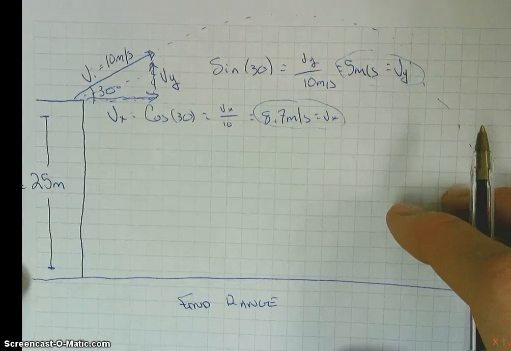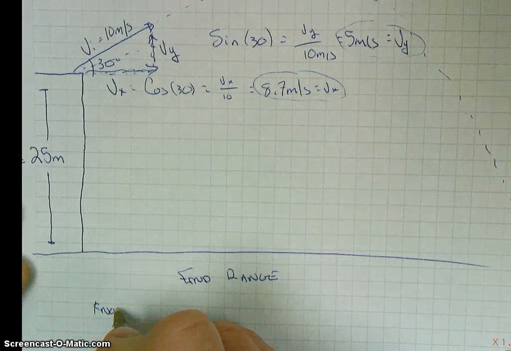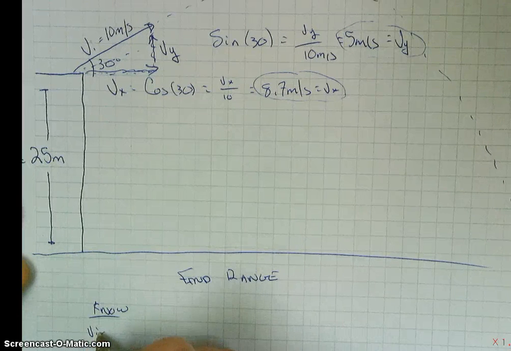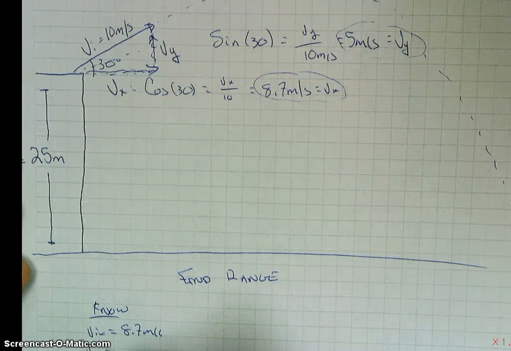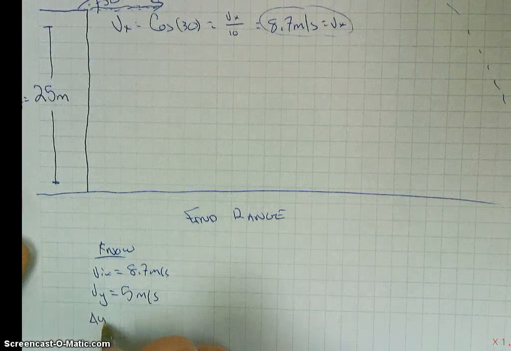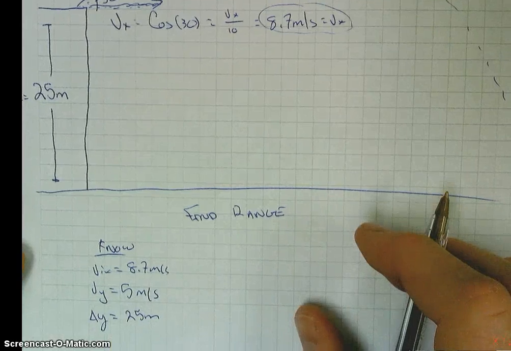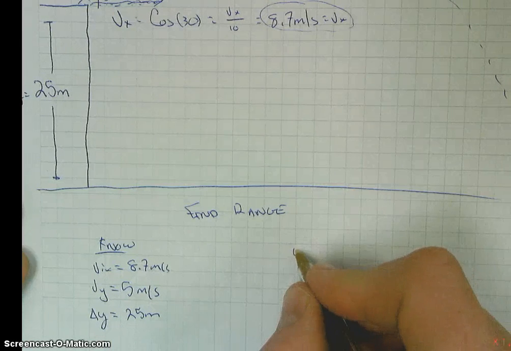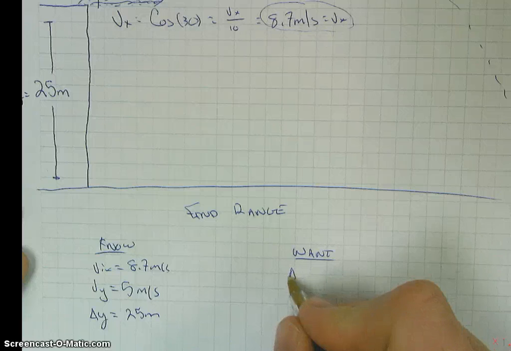So if I'm going to make my know and want column, I know that my vx is 8.7 meters per second. I know my vy is going to be 5 meters per second, and that's my initial velocity again. I know my delta y, it's going to drop 25 meters, all said and done. What we want is the range, or the delta x.